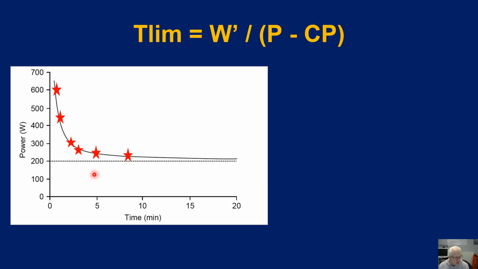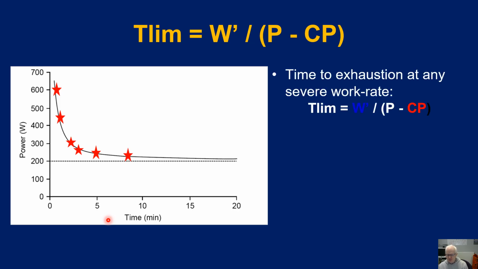So what I've done is I've taken that data, which is the data from Hill that we saw earlier on, and I've just put these stars on here just to show that these are workloads that one would have maybe completed across this. But now I'm going to show you how the understanding of critical power and W prime can be used to make some really important calculations.